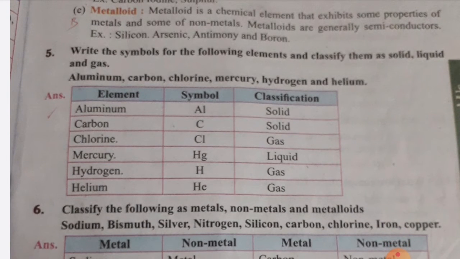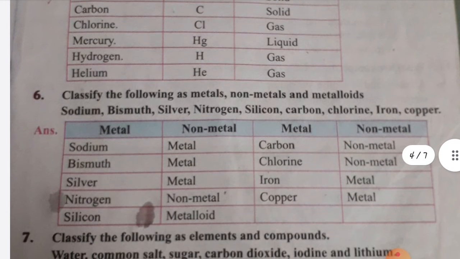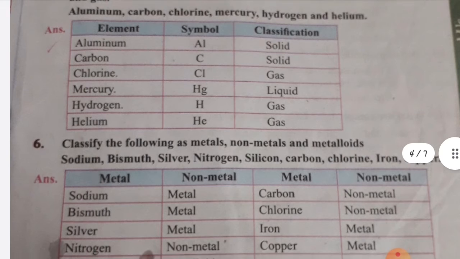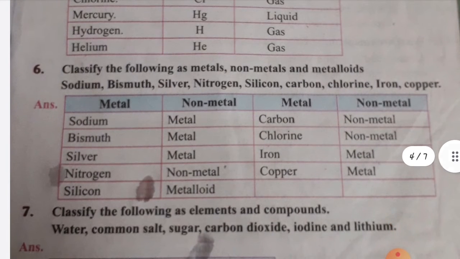See the fifth question also. Okay. Already you have learned this question very well, children. Fifth one: write the symbol and classification. Aluminium Al, you know. Carbon C, chlorine Cl, mercury Hg. First letter capital, following letter small. Hydrogen H. Helium He. You know, liquids, solids and gases. And classify the following as metals, non-metals and metalloids. You know, sodium is a metal. Okay, nitrogen, non-metal. Silicon, metalloid.